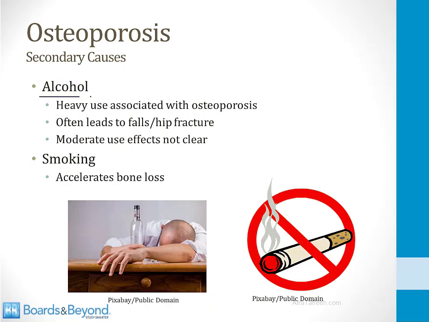Heavy consumption of alcohol, as seen among alcoholics, is associated with osteoporosis. Alcohol is kind of a double whammy. It makes you lose your balance so you can fall easily, and then your bones become weaker, so it's easy to fracture your hip. It's less clear whether moderate alcohol use has an effect on bones. There's a lot of conflicting literature about what happens to your bones if you just drink 1 or 2 glasses a day. Smoking is also associated with osteoporosis. It accelerates bone loss. So so-called lifestyle factors like being an alcoholic or smoking can lead to osteoporosis.